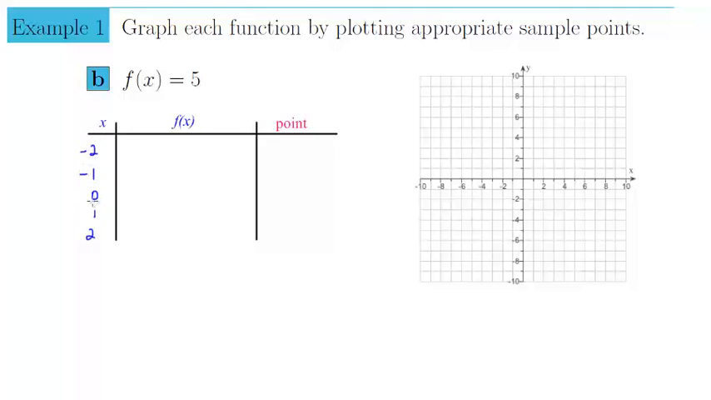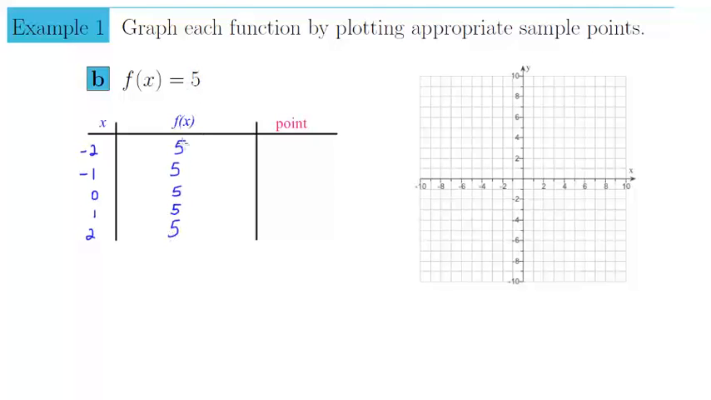I have -2, -1, 0, 1, and 2 to plug in for x. Now, there is no x on the right side. So don't be fooled. This is much simpler than students want to make it. When you plug -2 into this function, it's 5. When you plug -1 into this function, guess what? It's still 5. When you plug 0 in, 5 again. When you plug 1 in, 5. When you plug 2 in, 5.